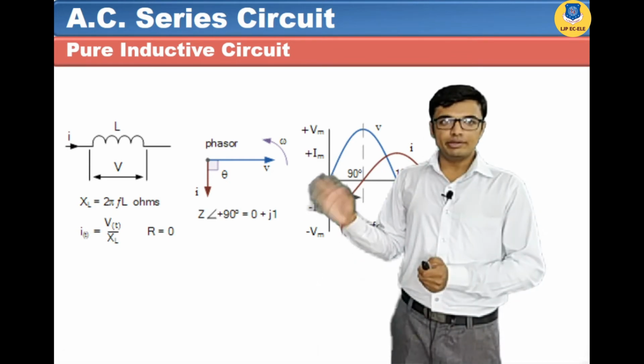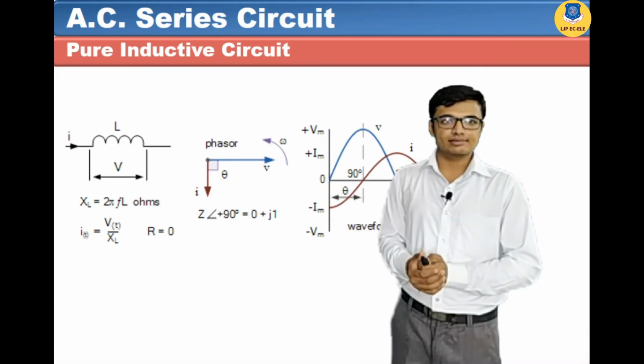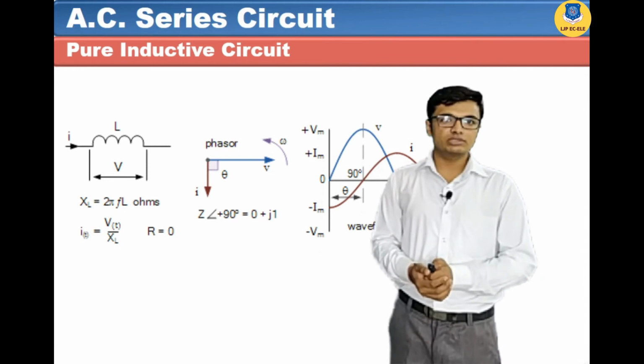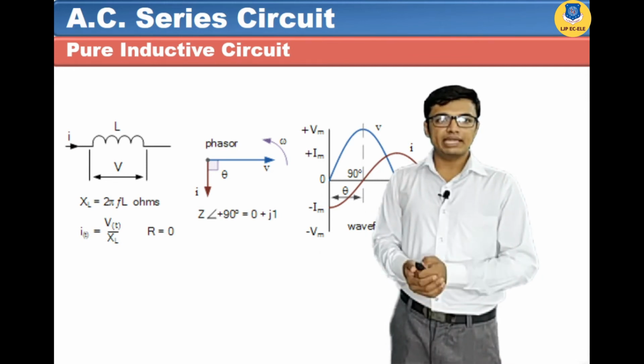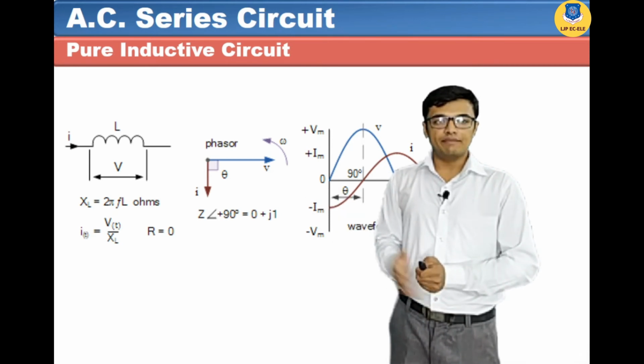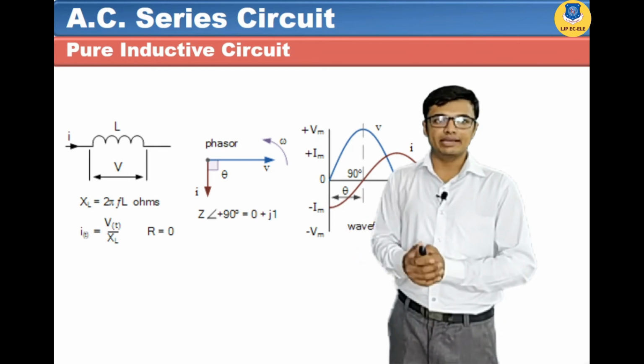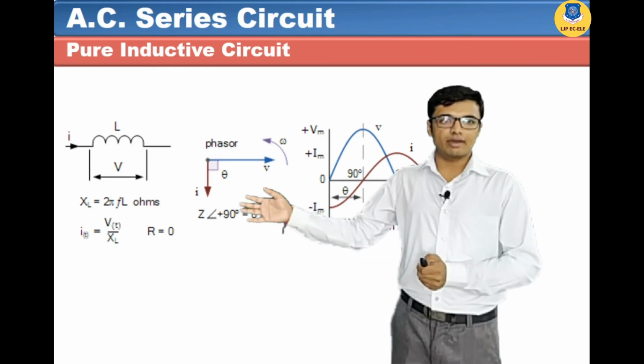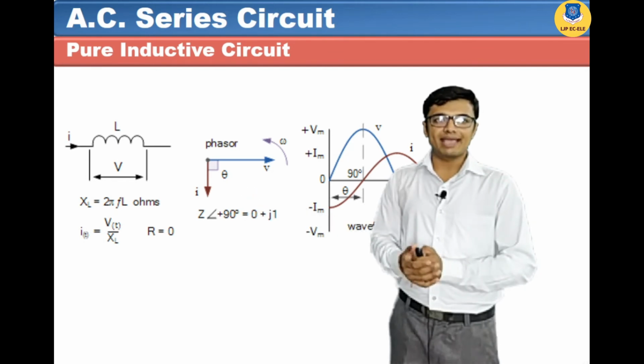So due to the inductor, there is an inductive reactance, and this inductive reactance always opposes the flow of AC current. The equation for inductive reactance is XL. XL is equal to 2 pi FL, where XL is directly proportional to the frequency. If we increase the frequency, then inductive reactance will increase. So this is the equation for current, that is I is equal to V divided by XL.